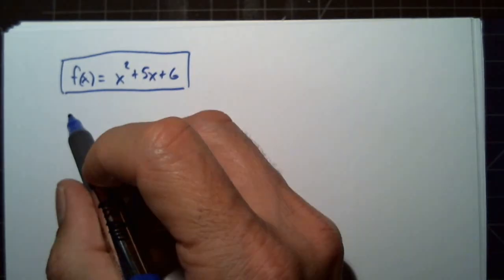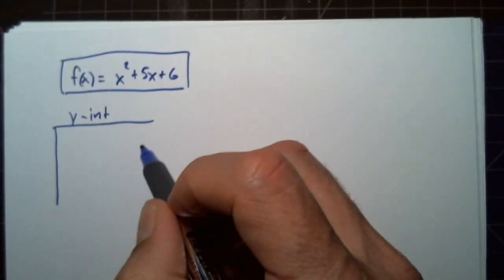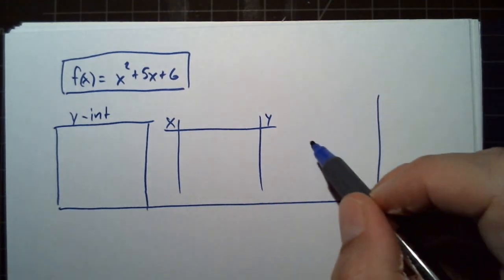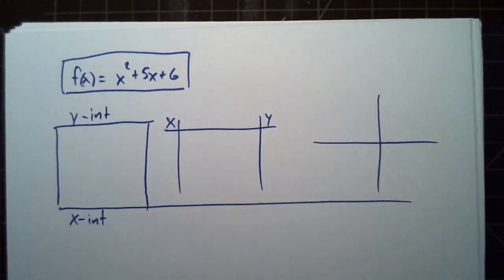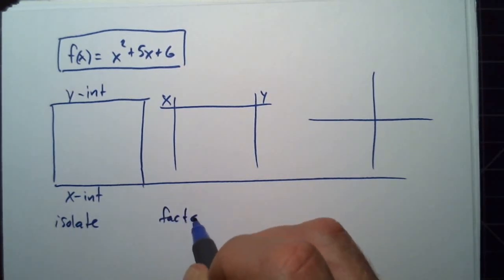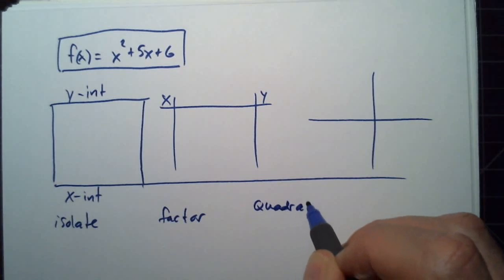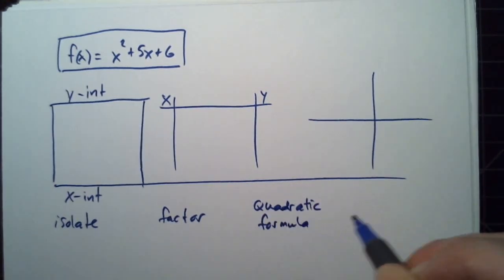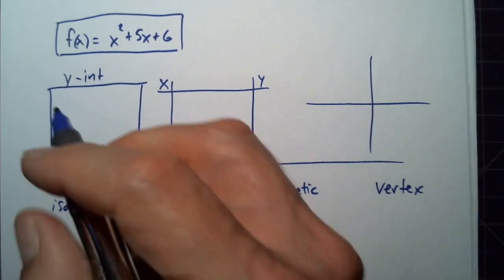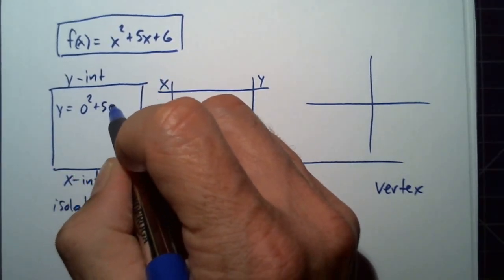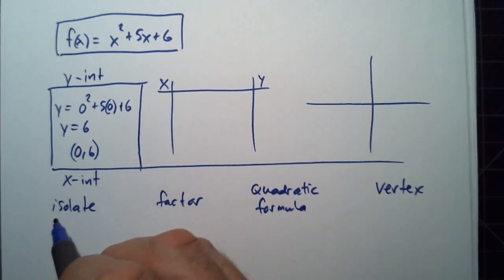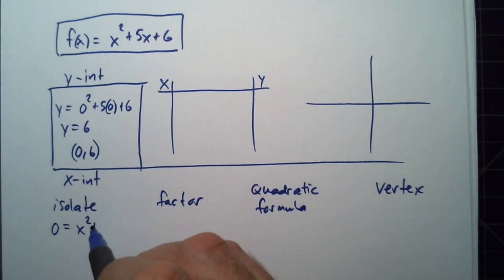And we'll do the same thing. We just have some different strategies with a quadratic. And now we have some options for finding the x-intercept. We could isolate x, we can factor, or we can use the quadratic formula. We also can talk about the vertex, and we'll also look at the domain and range. So y-intercept, we still just make the x 0. And we make the y 0 for the x-intercept.